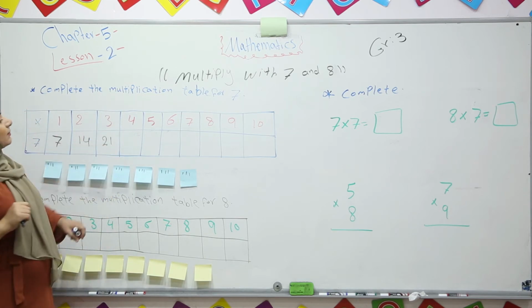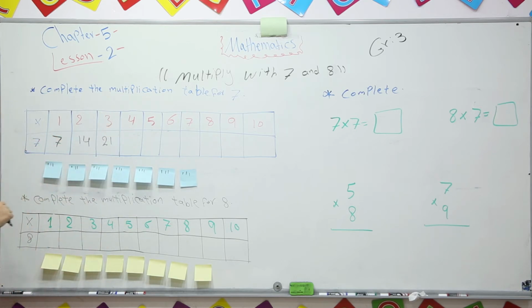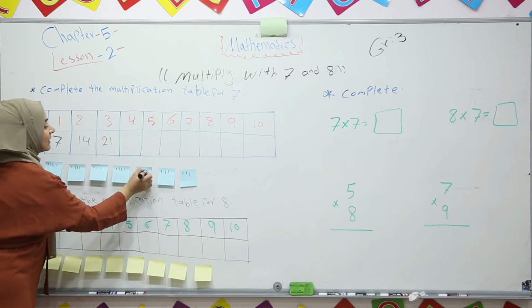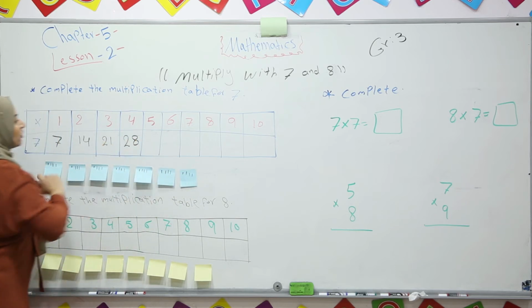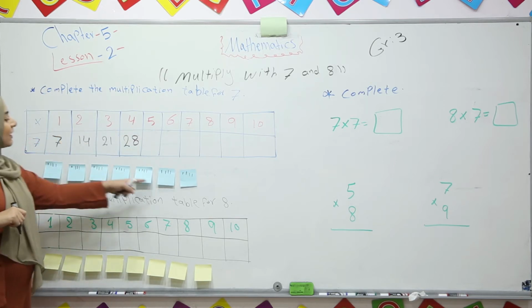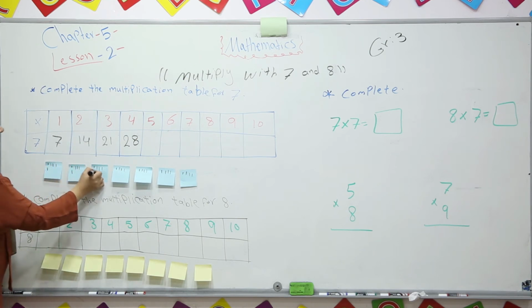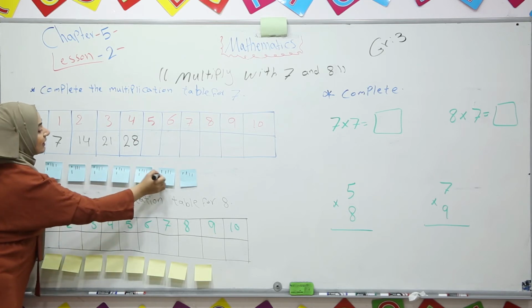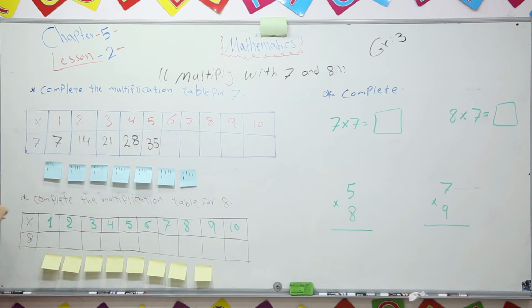7 times by 4. We have 7 groups of 4 objects. Okay, 21, 22, 23, 24, 25, 26, 27, 28. So it is 28. 7 times by 5, we have 7 groups of 5 objects, okay? 28, 29, 30, 31, 32, 33, 34, 35. So the answer is 35.